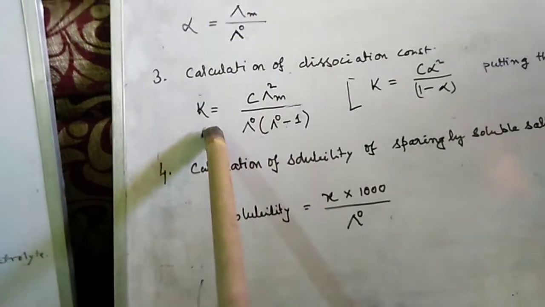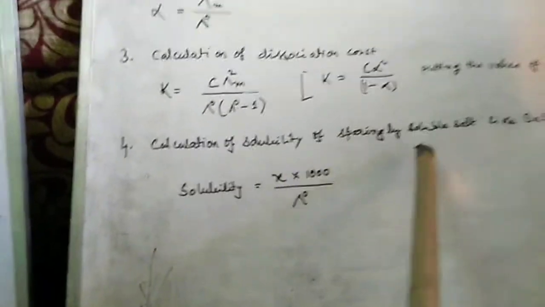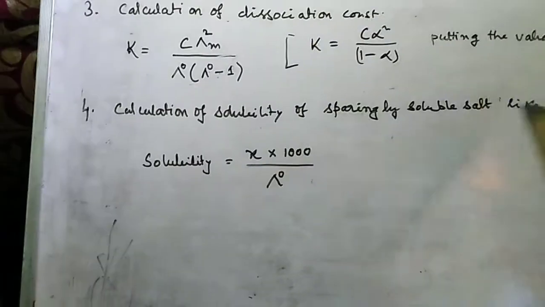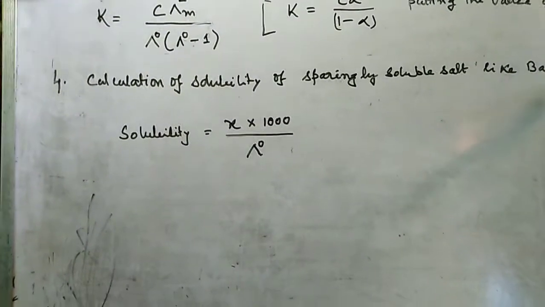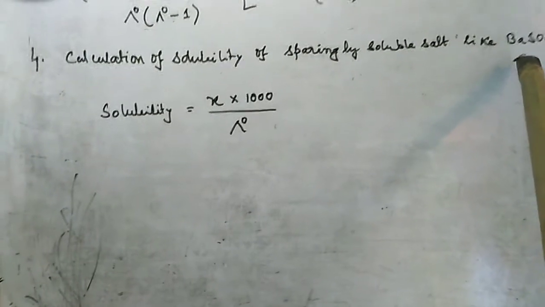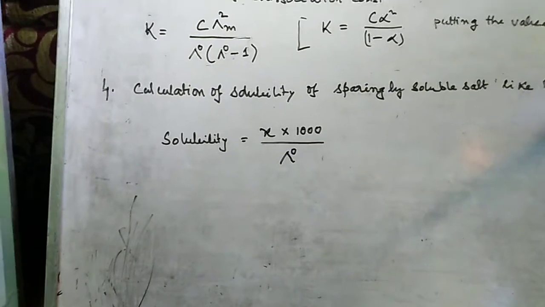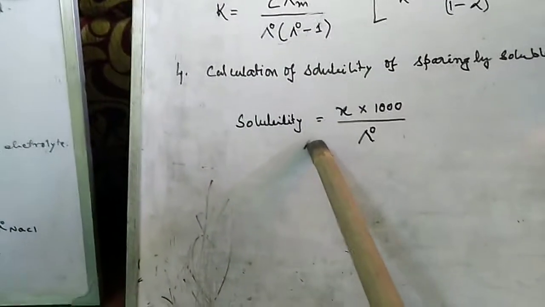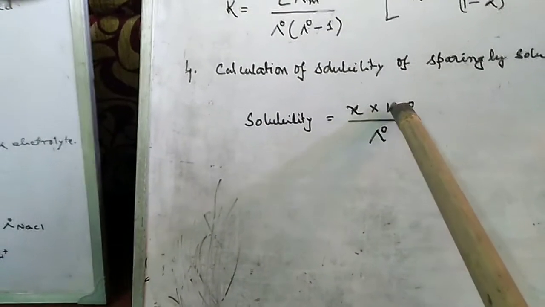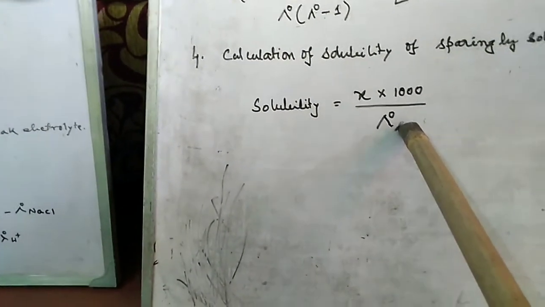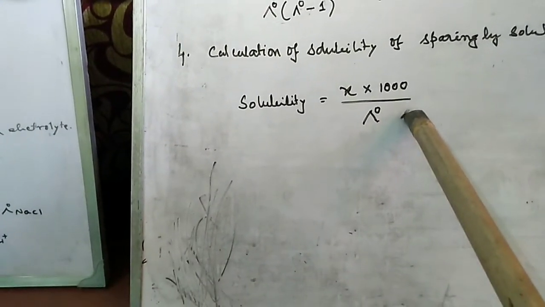So in this way we can calculate the dissociation constant, and also we can calculate the solubility of sparingly soluble salts like barium sulfate or silver chloride. Barium sulfate or silver chloride is sparingly soluble, so their concentration in the aqueous solution is almost infinitely dilute, so their solubility we can calculate. Solubility equals small kappa into 1000 divided by the molar conductivity of that salt at infinite dilution.